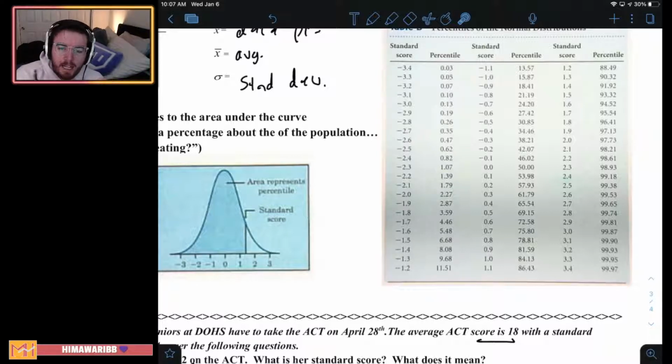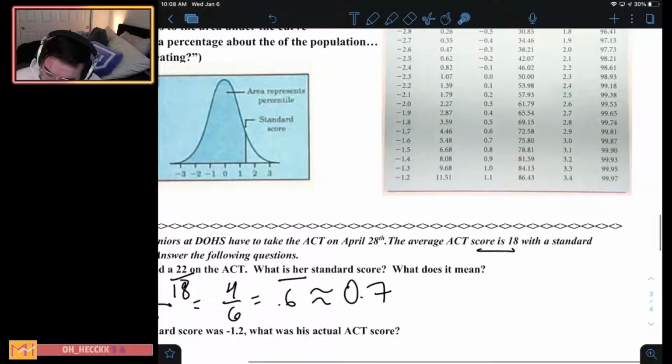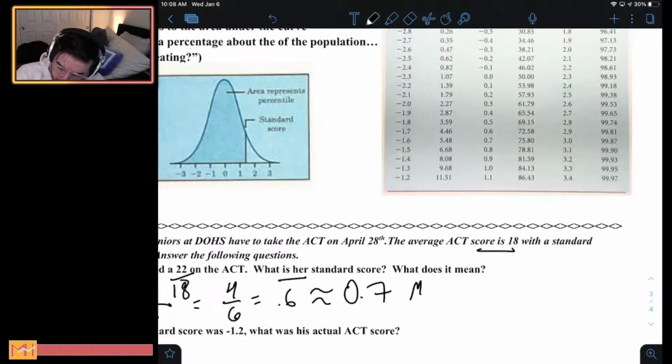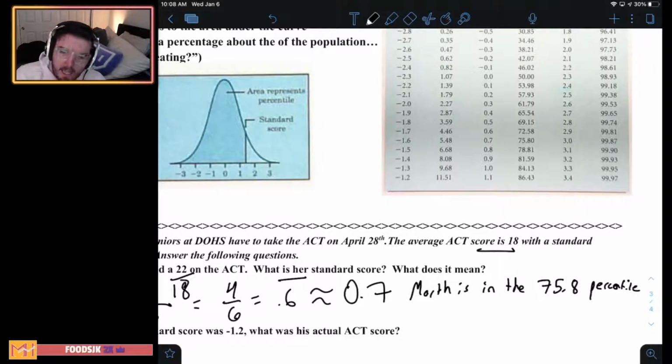Well, to be in the blah, blah, blah percentile means that you are ahead, whether that's a good thing or bad thing, of that percentage. So to be in the 75th percentile means that Martha scored better than 75% of her peers on the ACT. That is what that means. She scored better than 75% of the students.